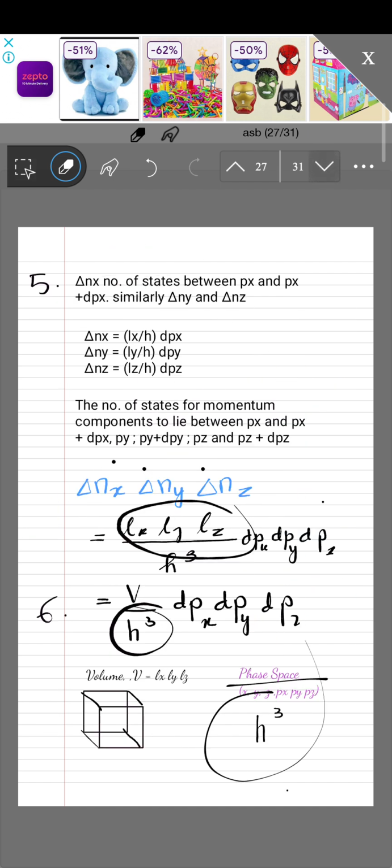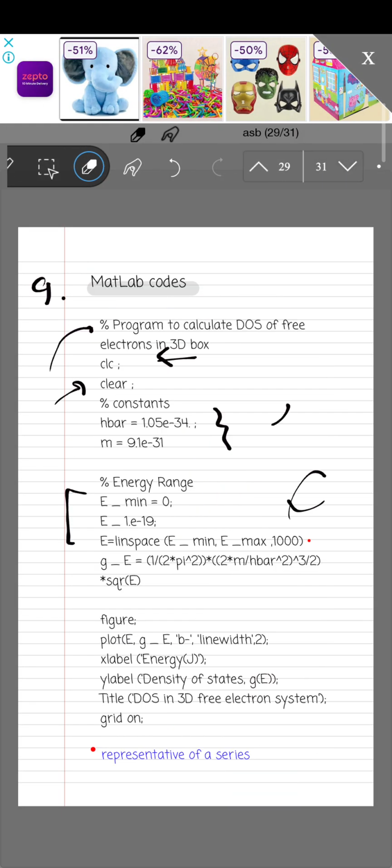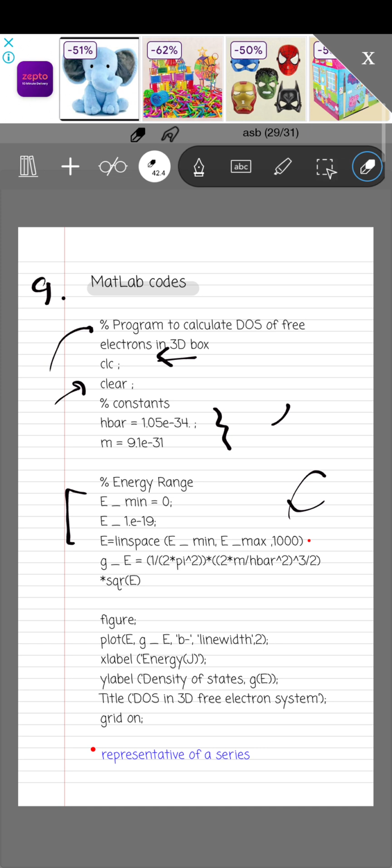Right. So this is the expression that has been used in the MATLAB code. The same expression has been used in the MATLAB code to find out the values, and then the plotting of the code takes place.